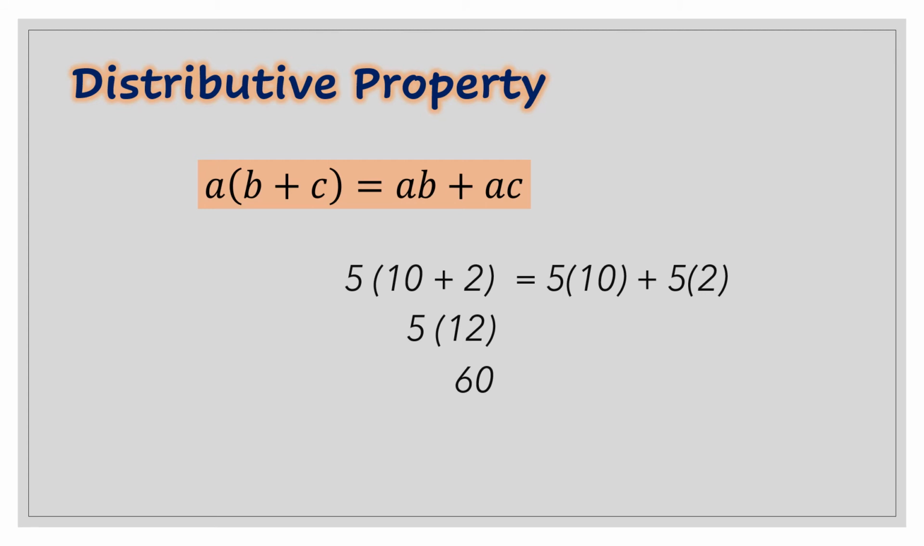Ginamitan natin ito ng MDAS. So 5 times 10 is 50, 5 times 2 is 10. Tsaka na tayo mag-add, which will give us 60. So basically, walang nagbago sa value kahit na in-apply natin ang distributive property.